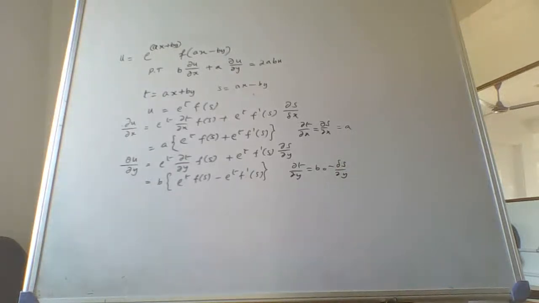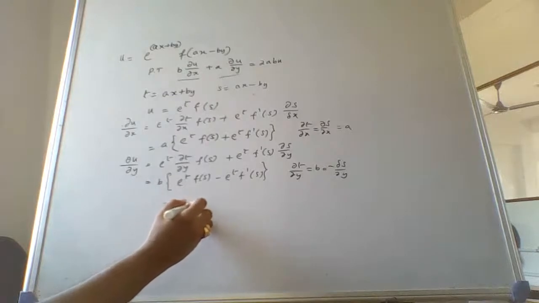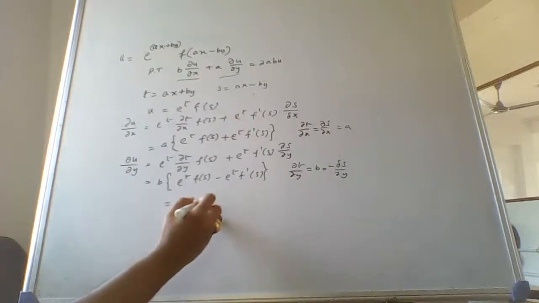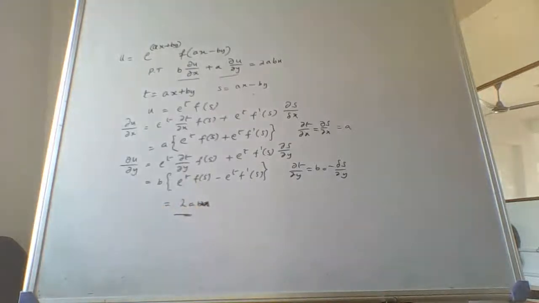Now if I substitute here in this, on the right hand side I get 2abu. That's what we had to prove. So hence we have proved it. Let me continue with the next problem now. I hope you have understood this problem. It's quite interesting, right? So let us move on to the next problem.